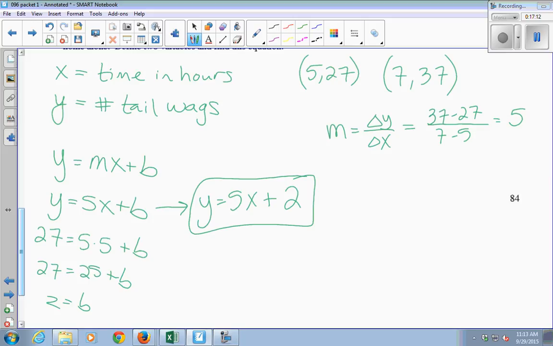And you can always check your answer when you're done by plugging in a point. If I plug in 5 for x, do I get 27 for y? Yeah, 5 times 5 plus 2 is 27. Plug in 7 for x. 5 times 7 is 35, plus 2 is 37. So both of my points are on that line. So yeah, that's the answer. I was looking for the equation of the line. It should look like y equals something times x plus something else.